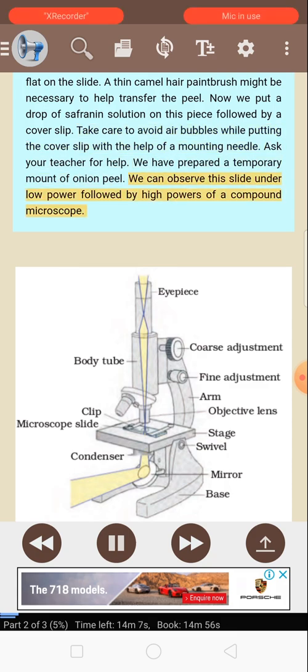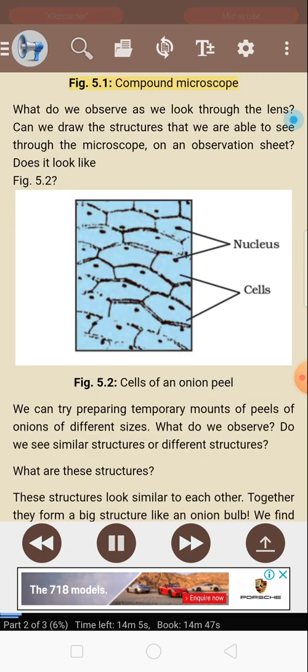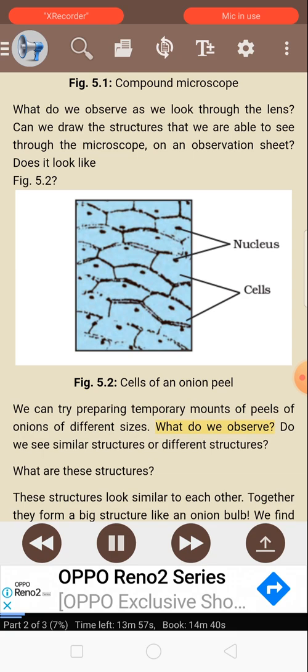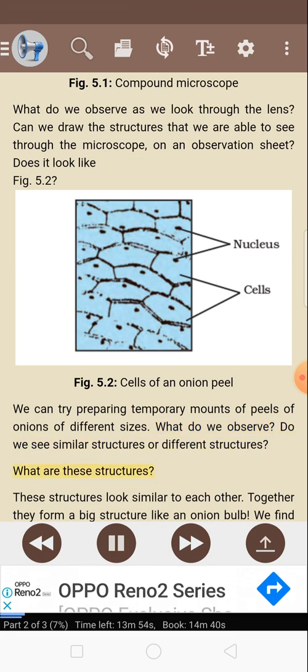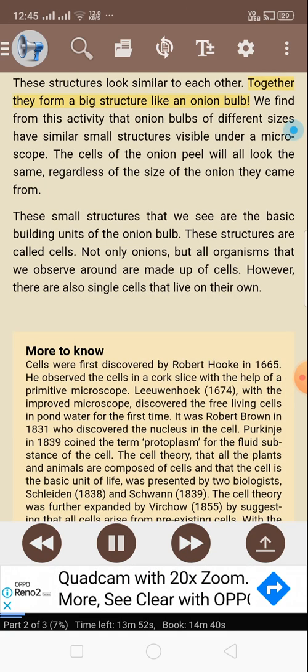We can observe this slide under low power, followed by high power of a compound microscope. Figure 5.1 Compound microscope. What do we observe as we look through the lens? Can we draw the structures that we are able to see through the microscope on an observation sheet? Does it look like figure 5.2? Figure 5.2 Cells of an onion peel. We can try preparing temporary mounts of peels of onions of different sizes. What do we observe? Do we see similar structures or different structures? What are these structures? These structures look similar to each other. Together they form a big structure like an onion bulb.